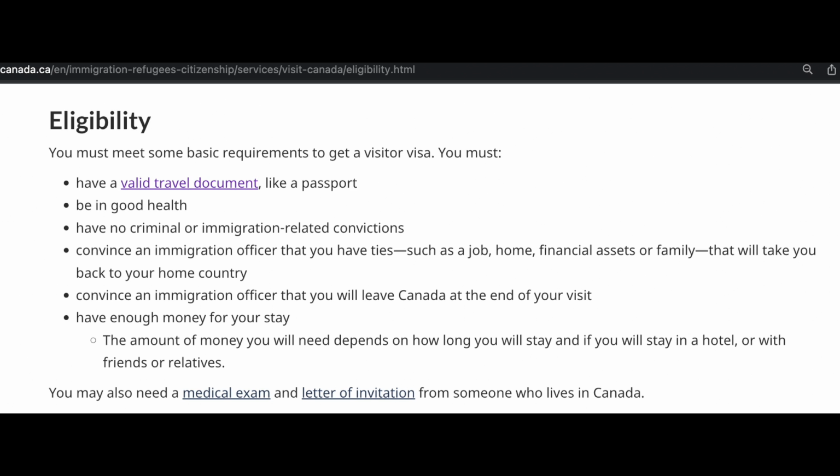Also, you have to make sure that you have at least one empty page in your passport, so that when they approve your visitor visa, they are going to put it in your passport.